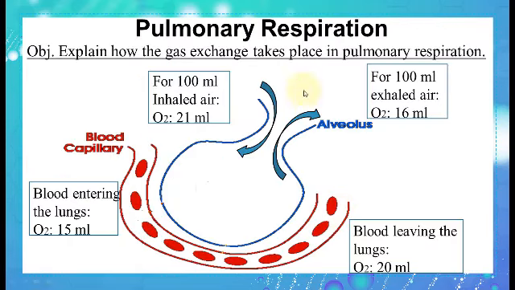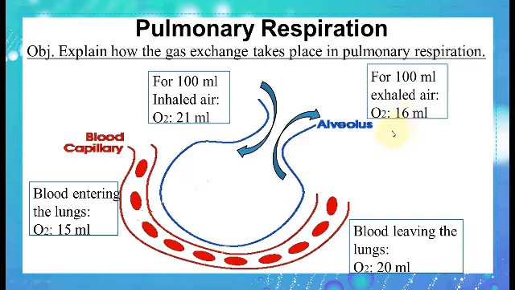Here we are going to start with pulmonary respiration, which is the respiration that takes place at the level of the lungs inside the alveoli. In this lesson, our objective is to explain how the gaseous exchange takes place in pulmonary respiration. Observe this figure. What does it show? It shows the alveolus surrounded by blood capillaries, in which the circulating blood enters the lungs. And here is the amount of oxygen gas found in the inhaled and exhaled air.